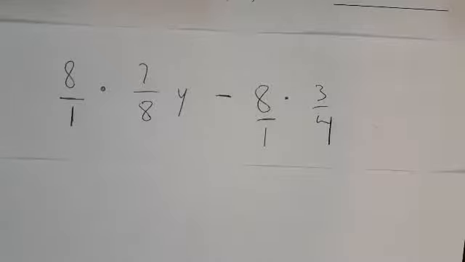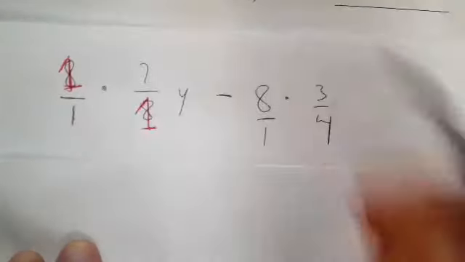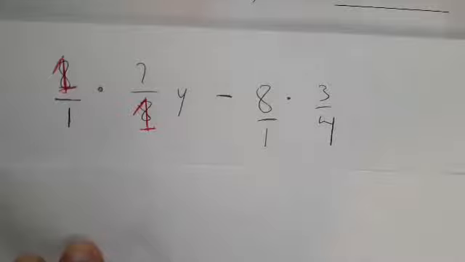Here we go. Got my red pen. Okay, so let's look at this. If we go crossway, there's an 8 here, there's an 8 here. So if we divide 8 by 8, that's going to give me 1.